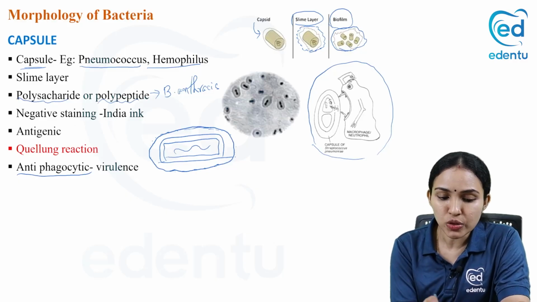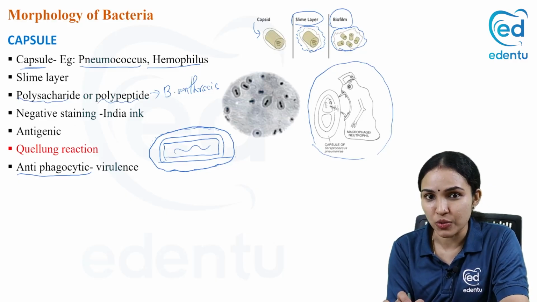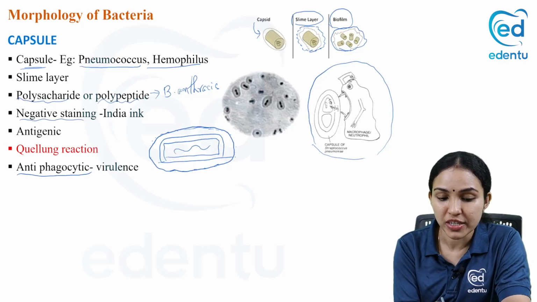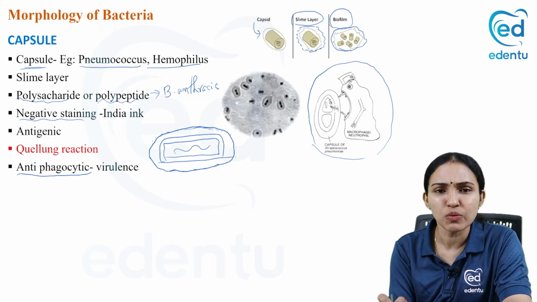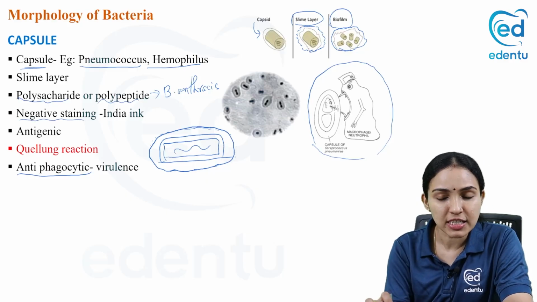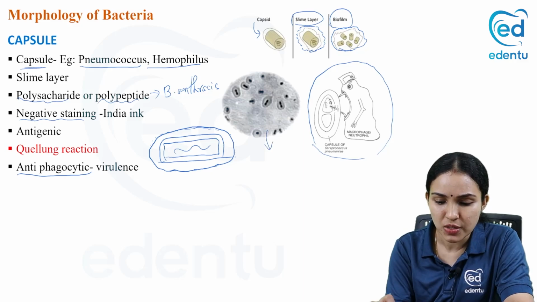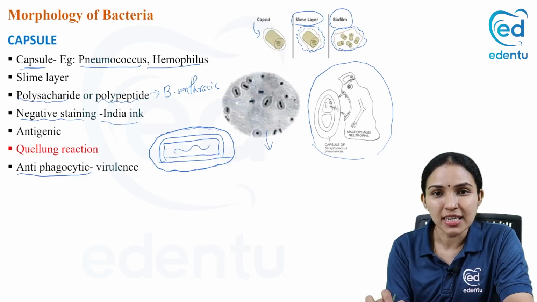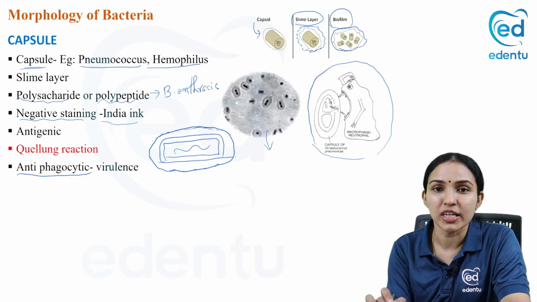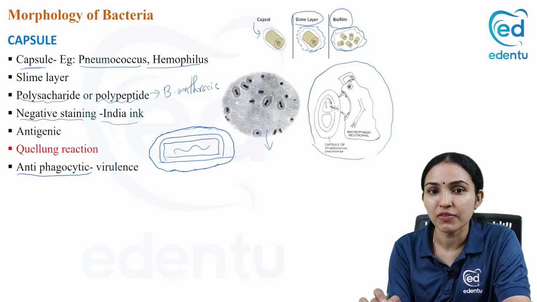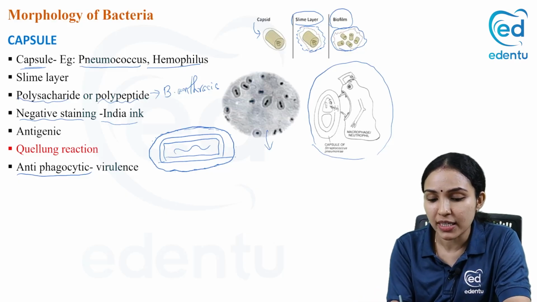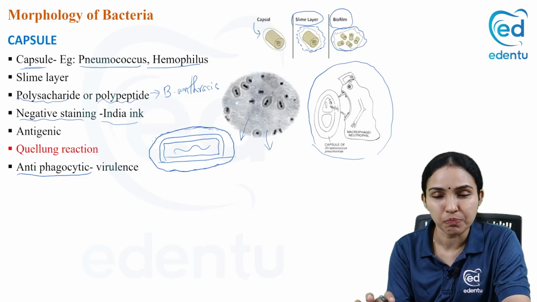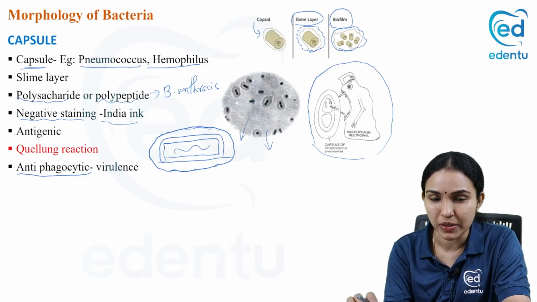Okay, so how will you demonstrate the capsule? You can do it with the help of negative staining. Let's see what negative staining is, as shown in this figure. We use a stain called India ink. This stain is an acidic stain. Bacterial cytoplasm, cell wall and capsule are negatively charged, so they will repel the stain. The background will take the color and appear black.